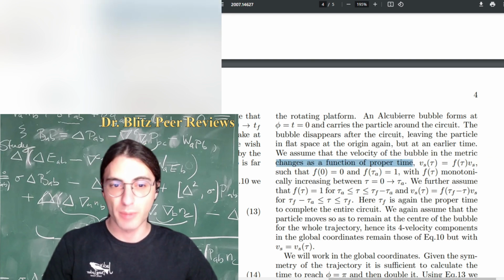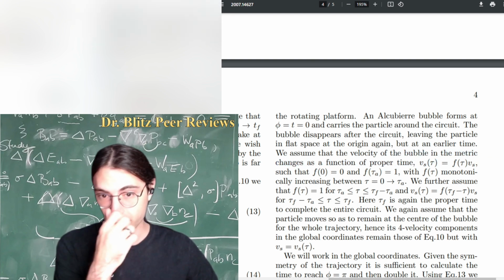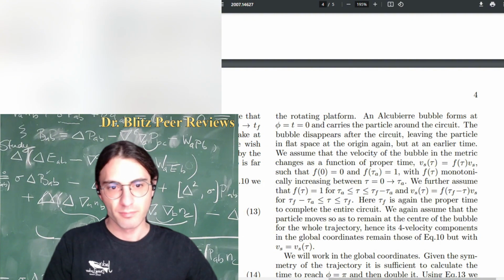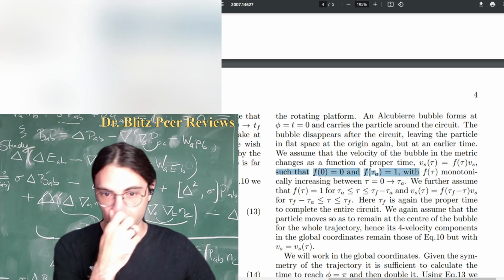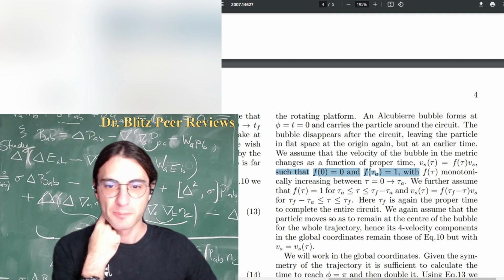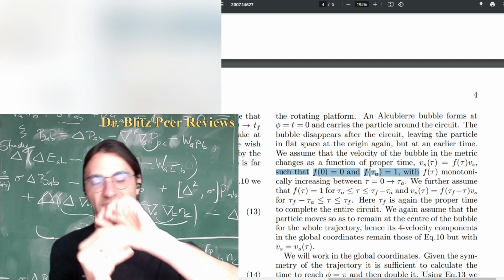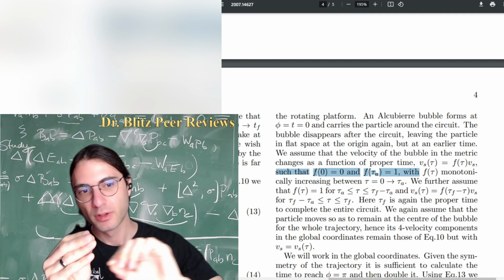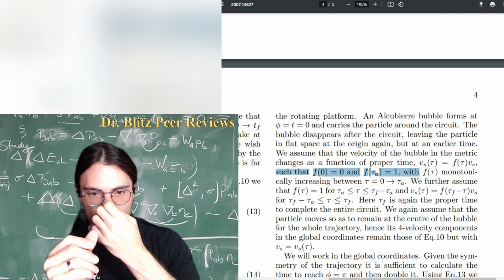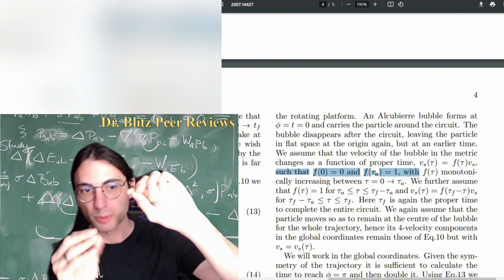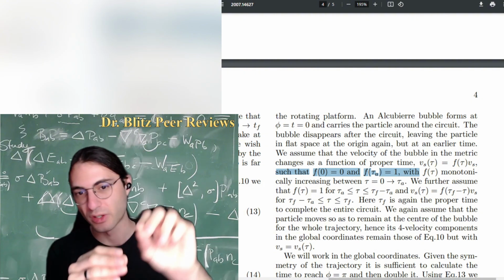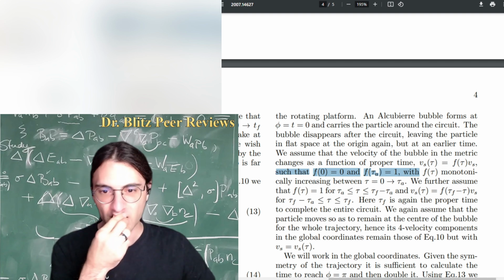We assume that the velocity of the bubble in the metric changes as a function of proper time, such that f of 0 equals 0 and f of tau sub a equals 1, where f of tau monotonically increases between t equals 0 and t equals tau a. So they're just saying that the bubble is going to speed up, going from 0 speed relative to the rotating platform to some maximum speed relative to the platform.